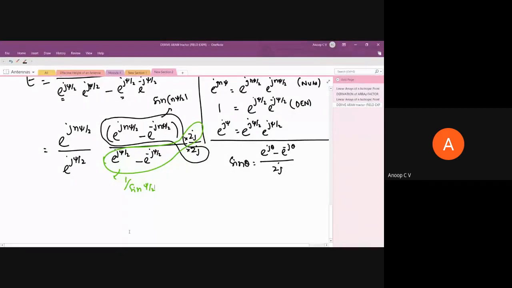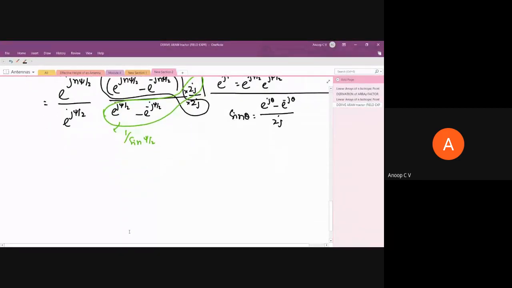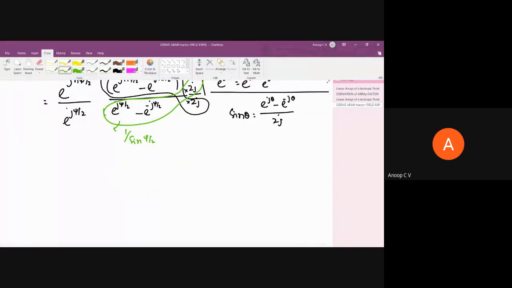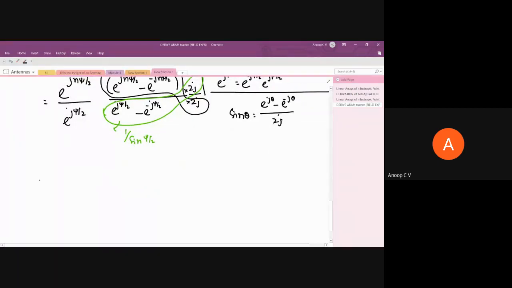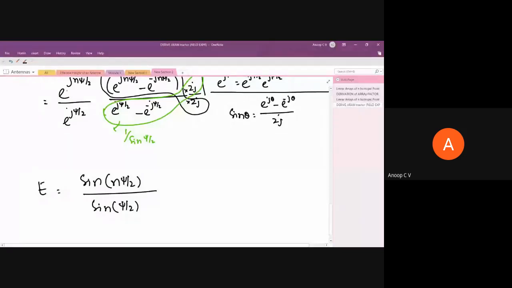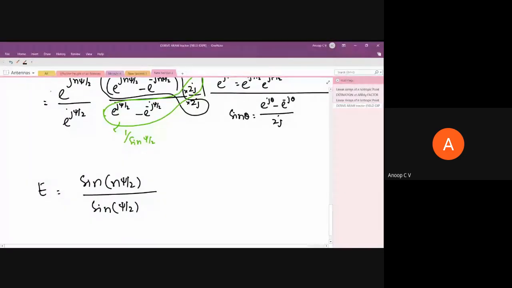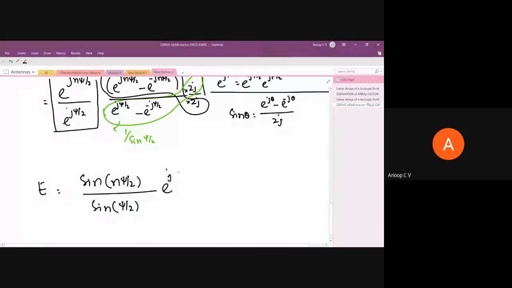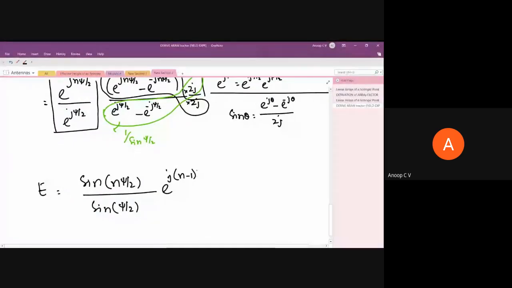So I can rewrite it. E can be written as E is equal to sine n psi by 2 divided by sine psi by 2 times e power j n psi by 2 divided by e power j psi by 2. What will that be? Can I write it as e power j n minus 1 into psi by 2?